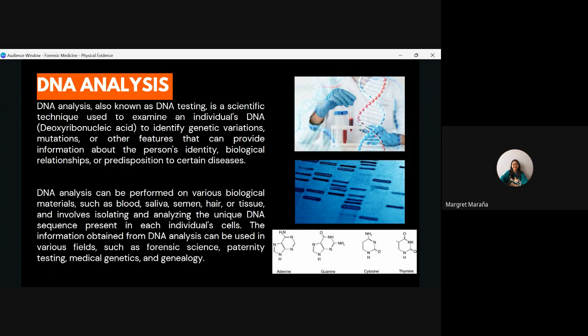Ngayon, ang DNA analysis naman, interpretation siya of genetic sequences, aka interpretation siya nung sinabi ko lang pairs, and pwede siya magamit for a wide variety of purposes. Ang DNA analysis, it can be used to identify a species but also differentiate individuals within a species. Ang DNA then can be used to examine an individual's DNA to identify genetic variations, mutations, or features that can provide information about the person's identity, biological relationships, and etc.